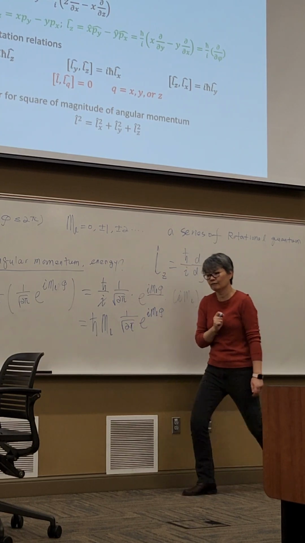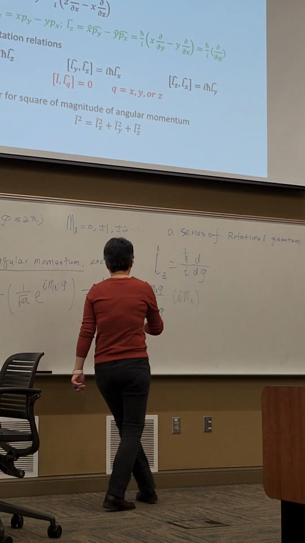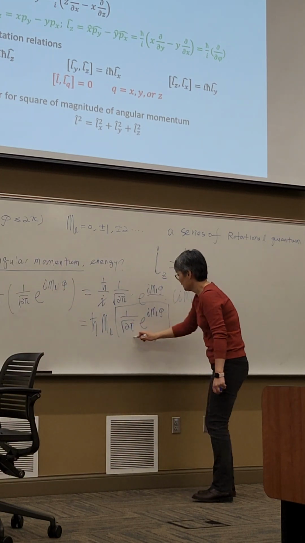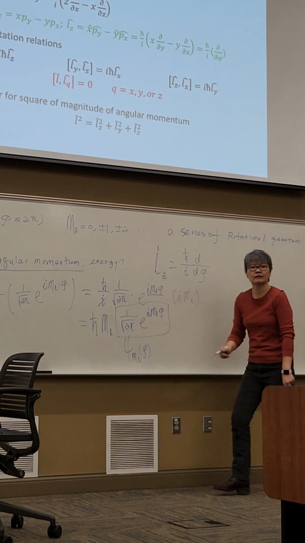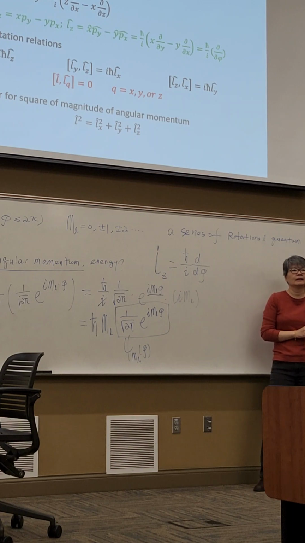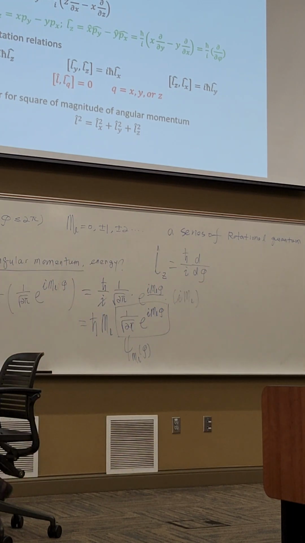So is this rotational plane wave function an eigenfunction for angular momentum? Yes. Very good. Because this is the original wave function. All right. Now, what is the eigenvalue? What is the eigenvalue? h bar.